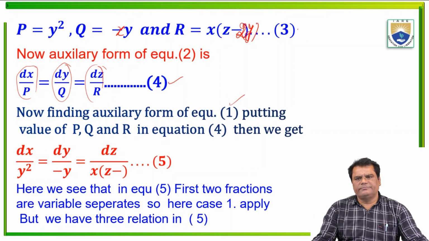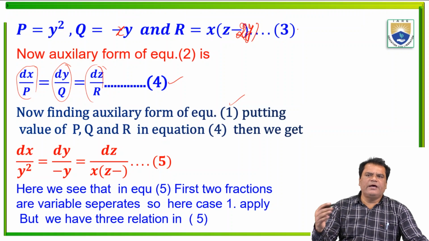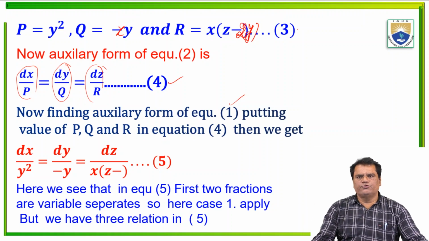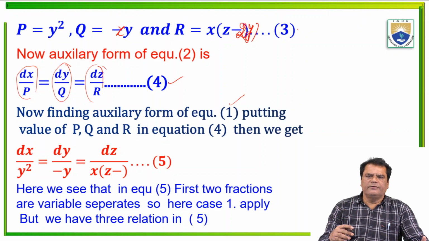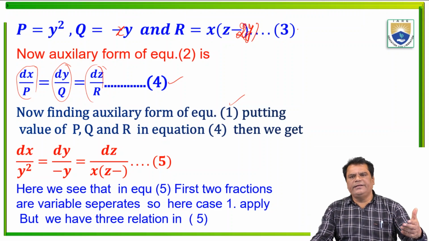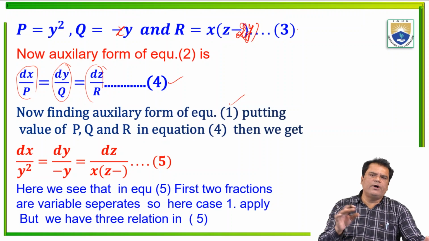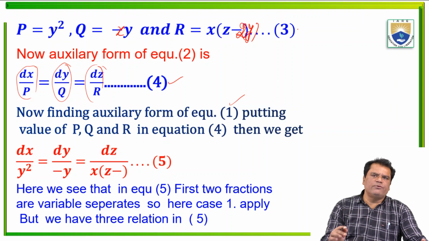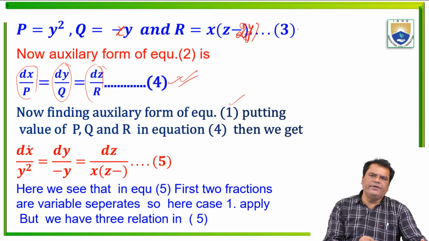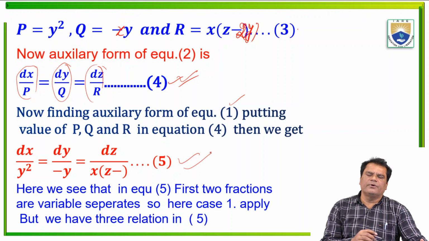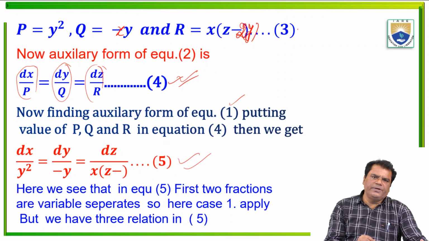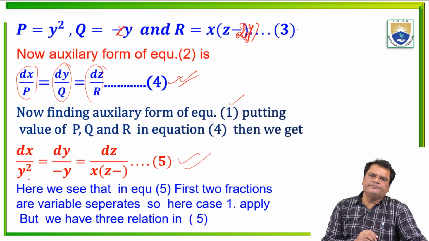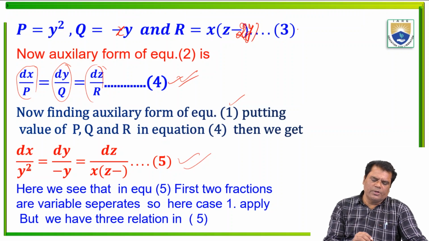Equation 1 is our question. In our question, the values of P, Q, R are known. So after comparing our question with the general Lagrange linear differential equation, we get the values of P, Q, R. Now putting the values of P, Q, R in equation 4, we get the auxiliary form of question 1. So we get dx upon y square, y square is P here, dy upon Q, Q is minus xy, and dz upon z minus 2y.